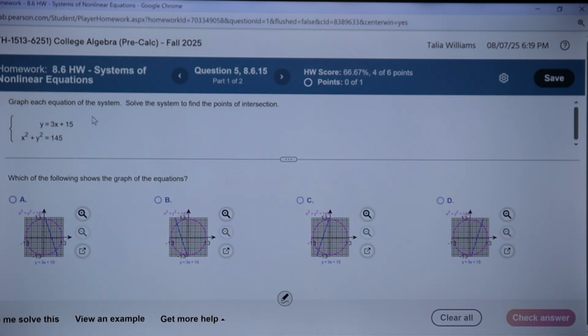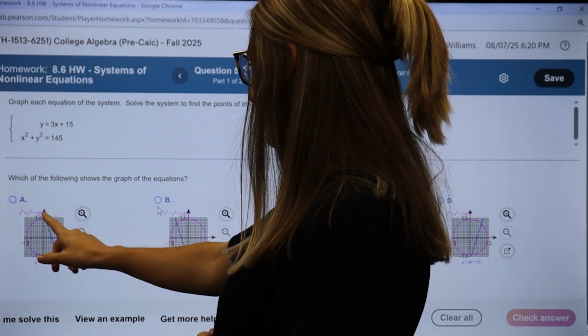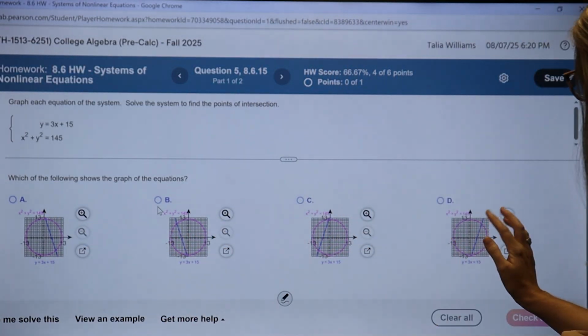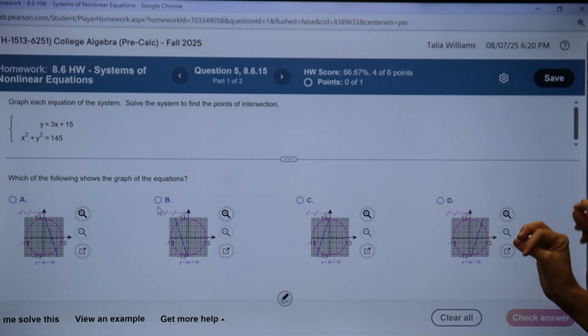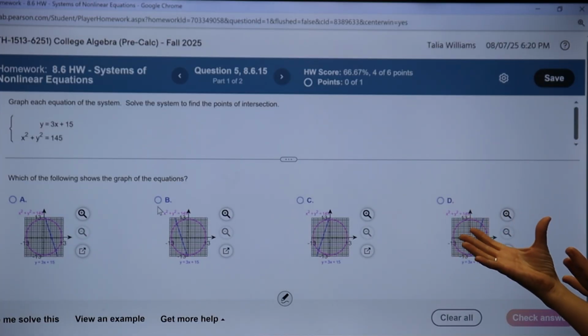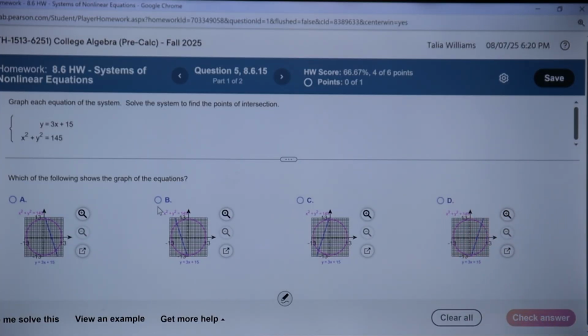Next, y equals 3x plus 15, so that's a linear line. x squared plus y squared equals 145. That's a circle. So let's look at our ones down here. The first thing I do is check my circles to see if they're the same and where they all line up. I noticed that the scale on all of these is 13 and that they're all about hitting the 12-ish area, because 145, 144 would be 12 perfectly. So all of my circles are the same.